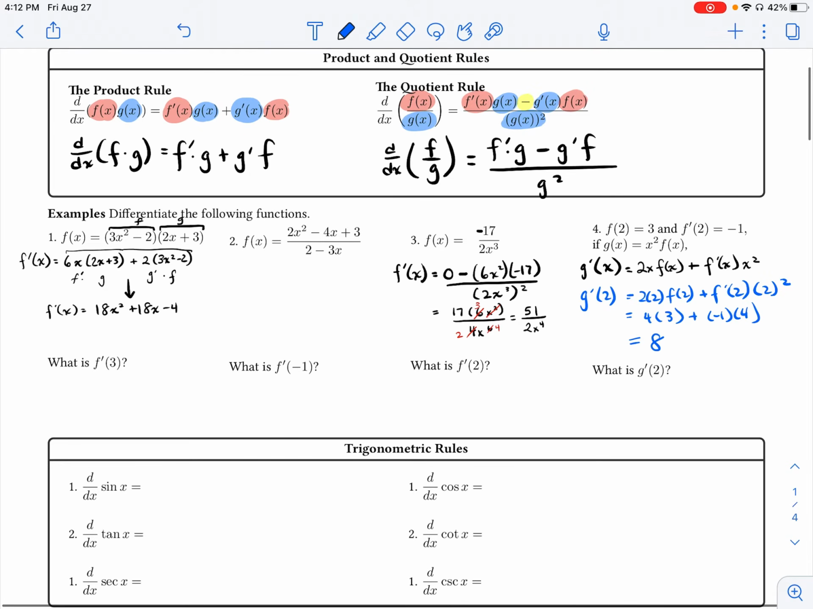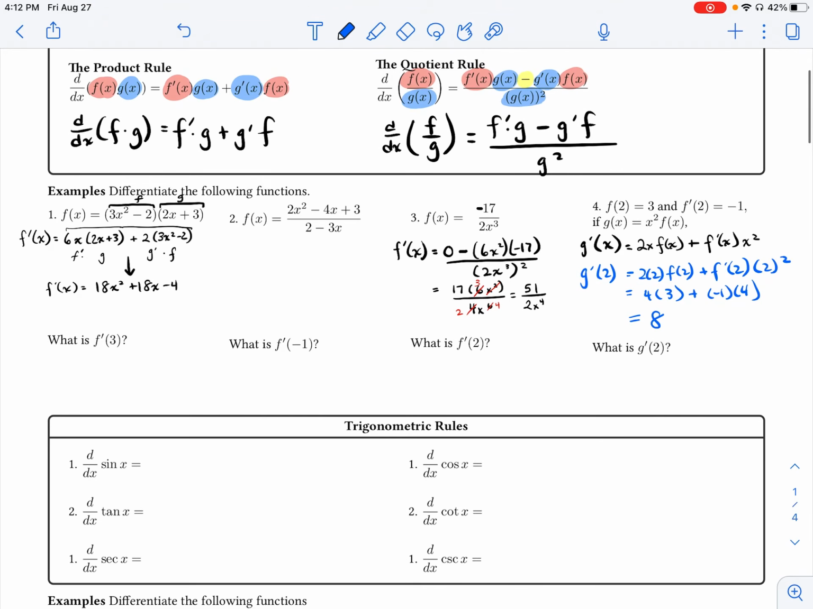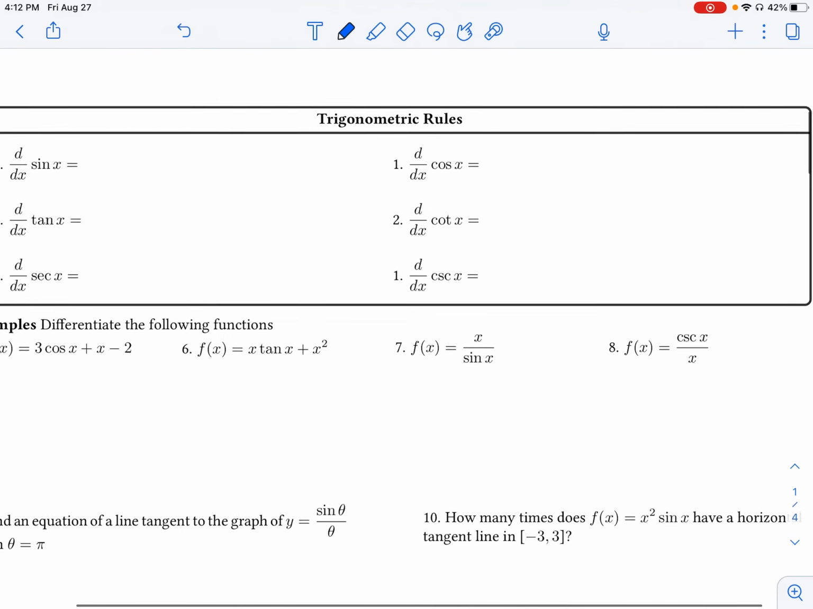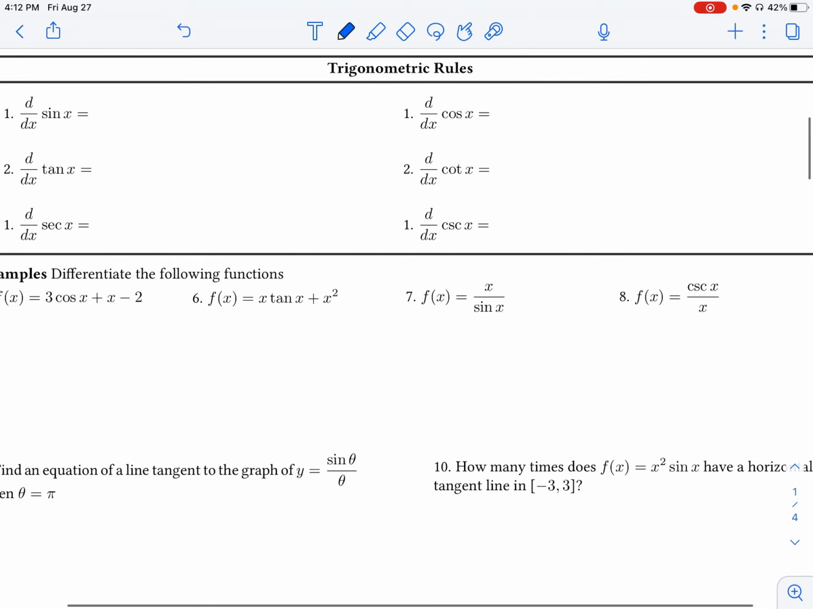That is our introduction to product and quotient rules, and we'll see this a lot more as we continue on in the course. Let's switch gears a little bit, and let's look at some trigonometric rules for differentiating. There are many great resources out there that will break down the derivations, and I can link some below in the description. But for now, I'm just going to provide them to you.